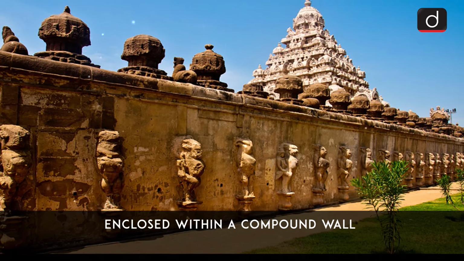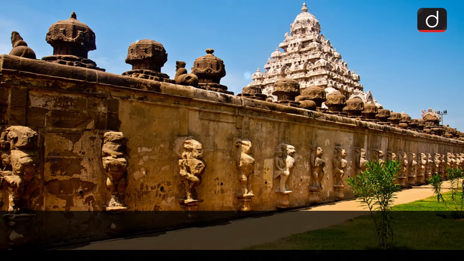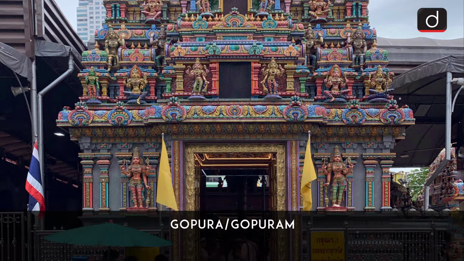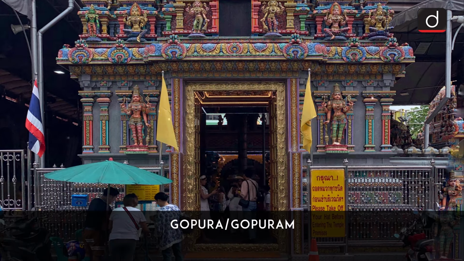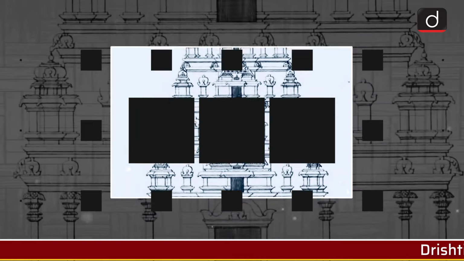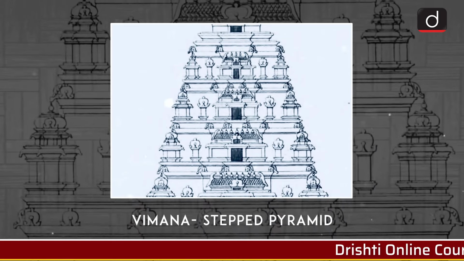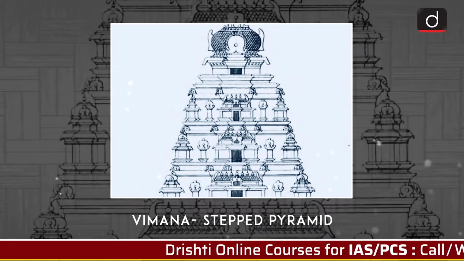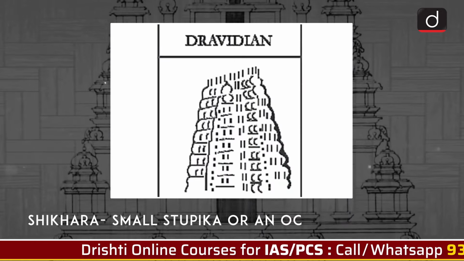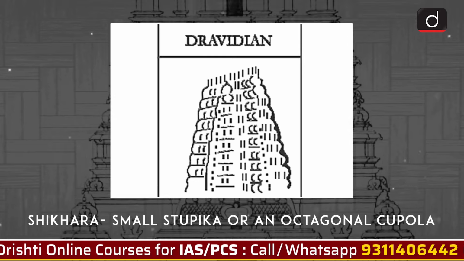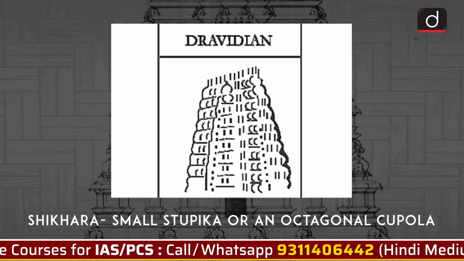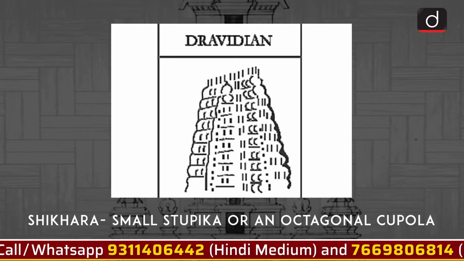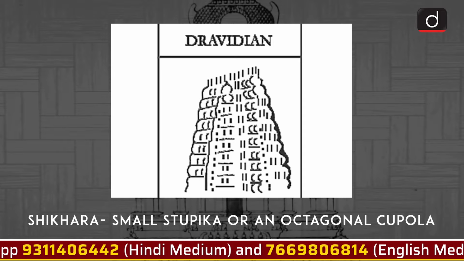The front wall has an entrance gateway in its center, which is known as Gopura or Gopuram. The shape of the main temple tower is known as Vimana, Shikara in Nagara style. The Vimana is like a stepped pyramid that rises up linearly rather than curving like the shikaras of North India. In South India, the word shikara is used for the crowning element at the top of the temple, which is usually shaped like a small stupika or an octagonal cupola. This is similar to the Amalaka or Kalasha of Nagara temples.